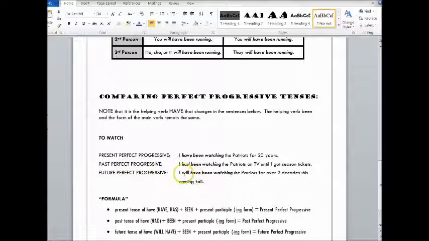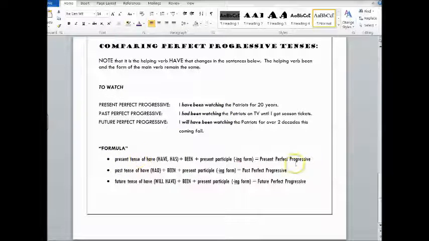Future perfect progressive, I will have been watching the Patriots for over 2 decades this coming fall. And here's your specified time in the future. This is an important piece in using future perfect progressive. You need to have that time in the future. And the same with present perfect progressive, how long something's been happening. So will have been watching, have been watching, had been watching.